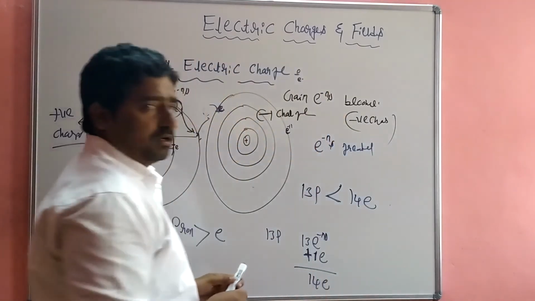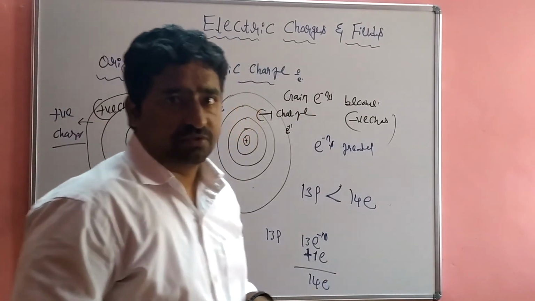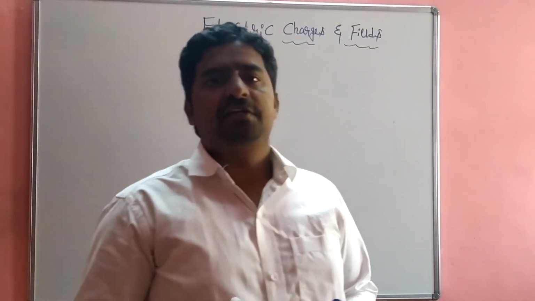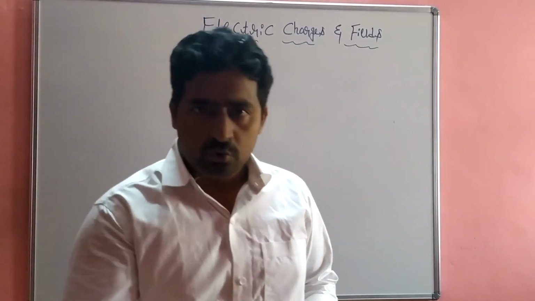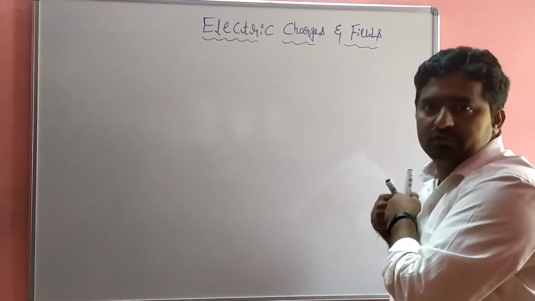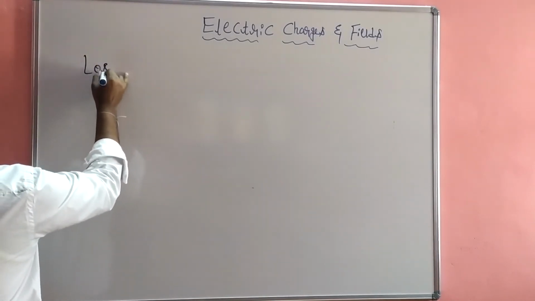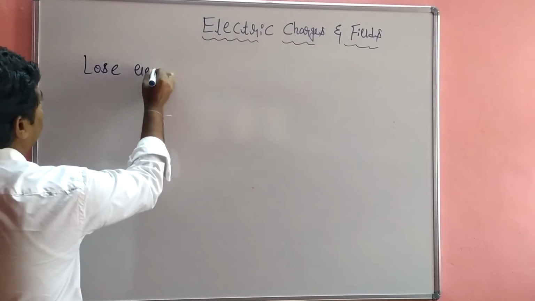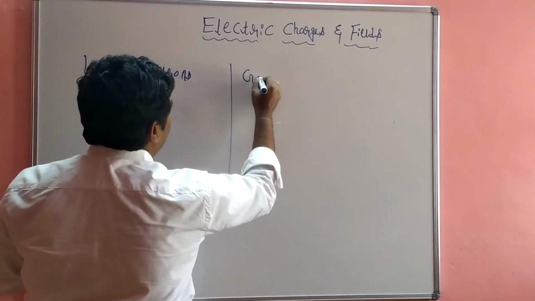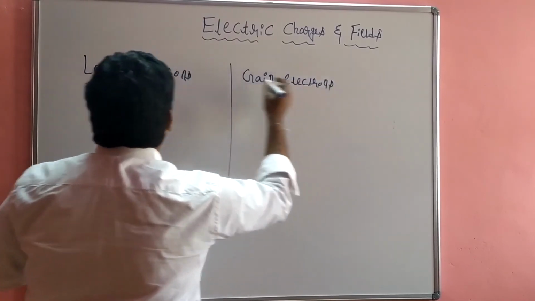So the category is bifurcated into two types of charges. Some substances or materials have the property to lose electrons, and other substances gain electrons. So, which are the materials that lose electrons, and which gain electrons?